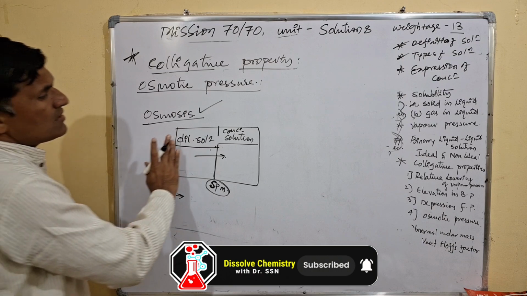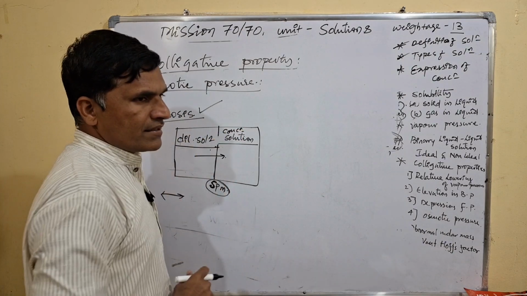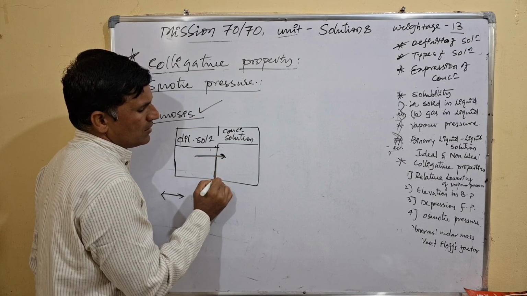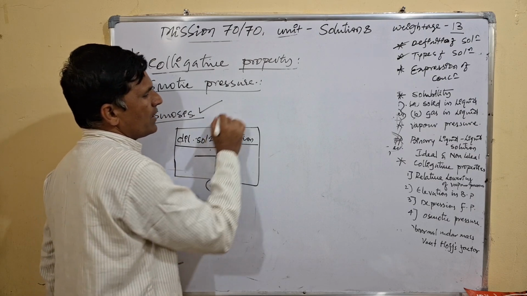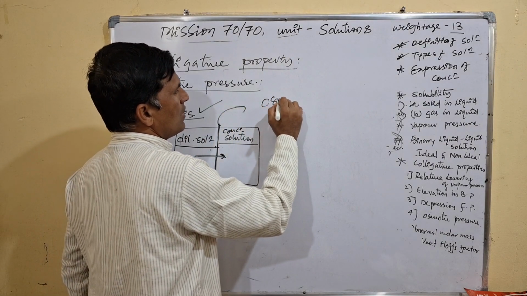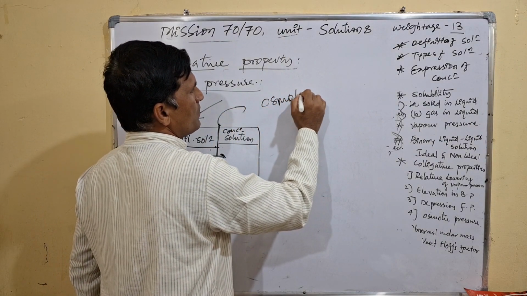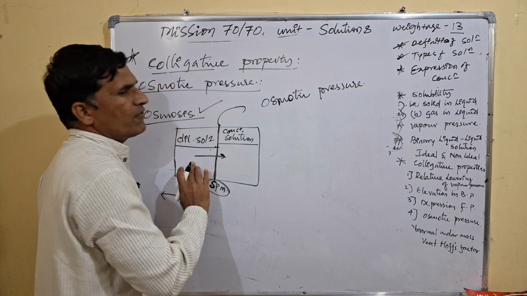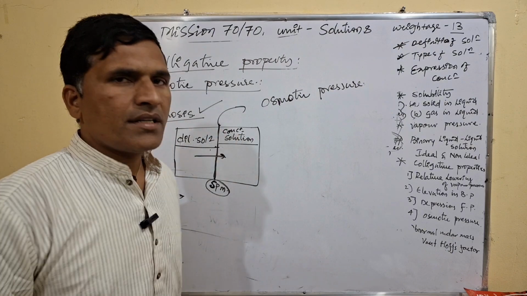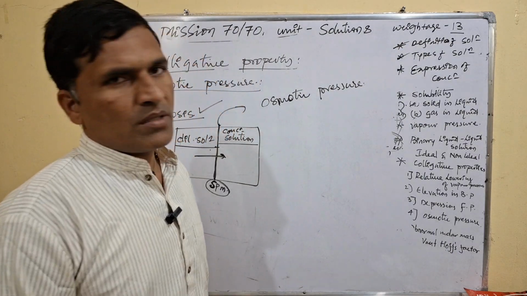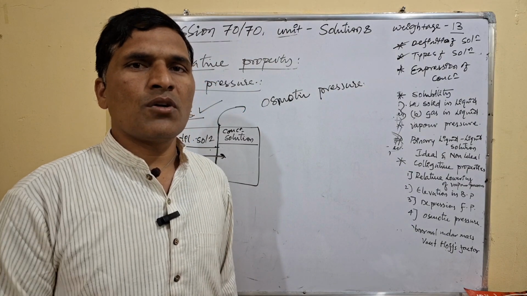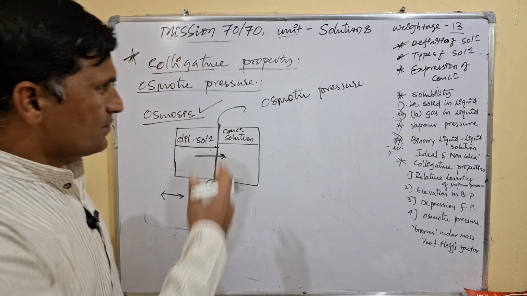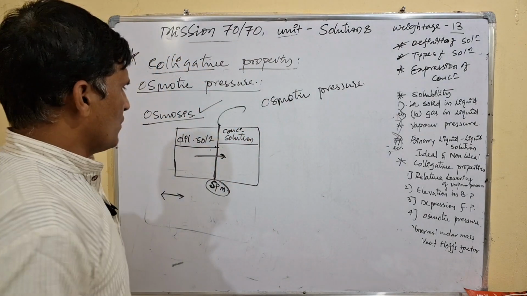And as the solvent molecule migrates, what happens during this migration? It is going to exert a pressure on the semi-permeable membrane, and that pressure we call what? Osmotic pressure. That is, the pressure with which the solvent molecule migrates from dilute solution to the concentrated solution, we call it osmotic pressure. Once again, this property depends only on the number of solute molecules, but not on the nature of the solute molecules, right?